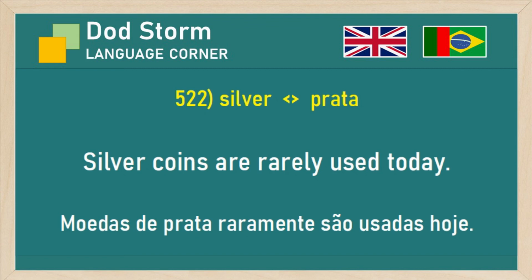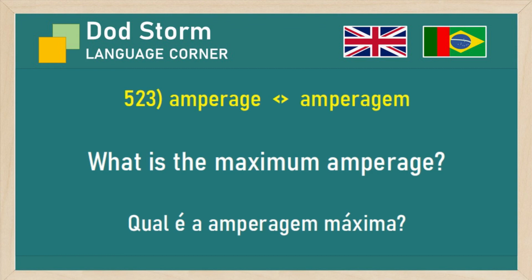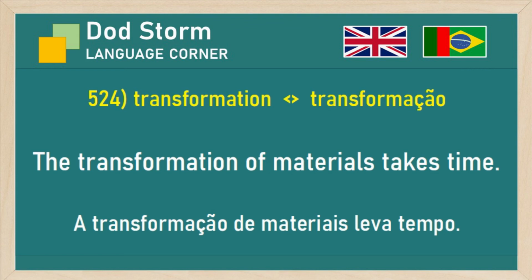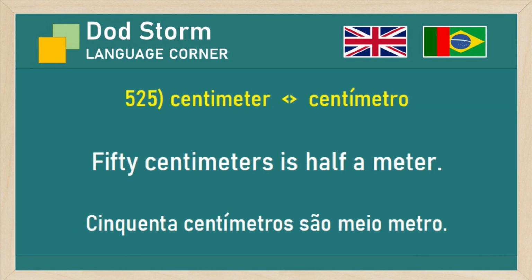Silver coins are rarely used today. What is the maximum amperage? The transformation of materials takes time. 50 centimeters is half a meter.